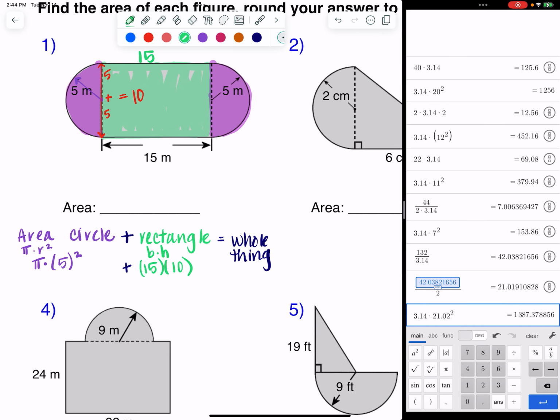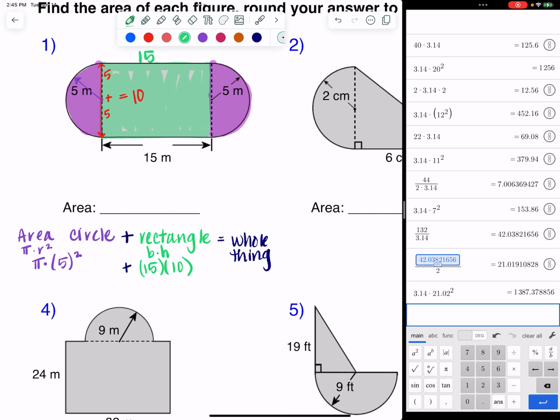Now it used to be with the old school calculators or even the plain calculator on your phone, you would have to do the math and write it down for the purple part and do the green math and write it down, then plug them all in together. Please don't do that. Please just go to Desmos and do it all at once. So 3.14 times 5 squared plus 15 times 10. So I have a total area of 228.5 meters squared. Don't forget the squared.